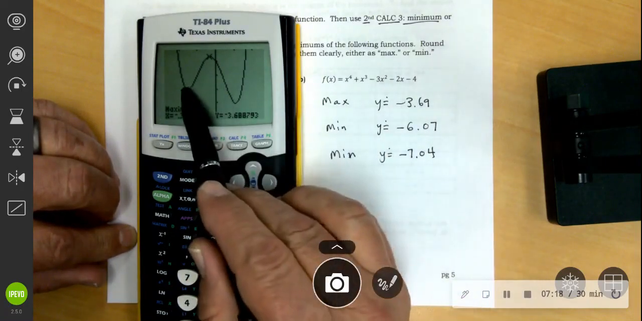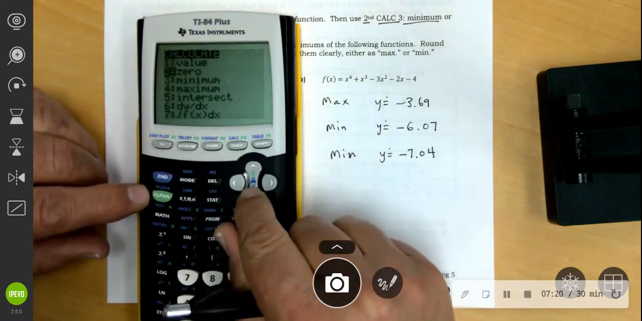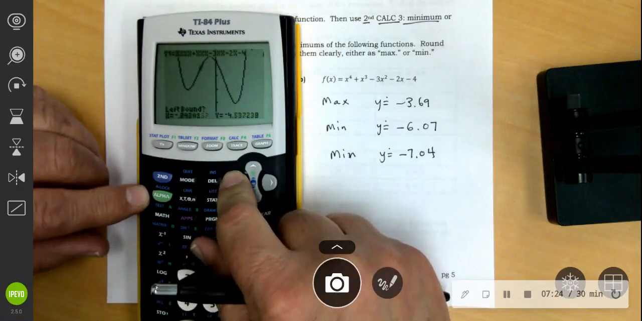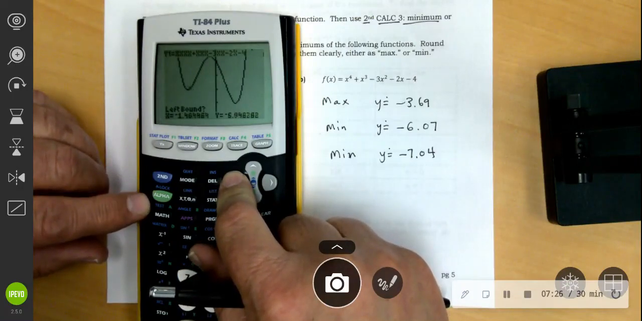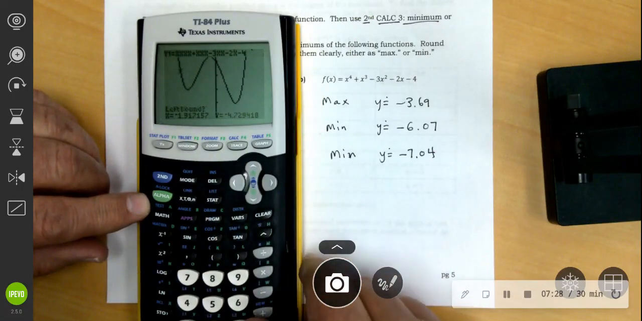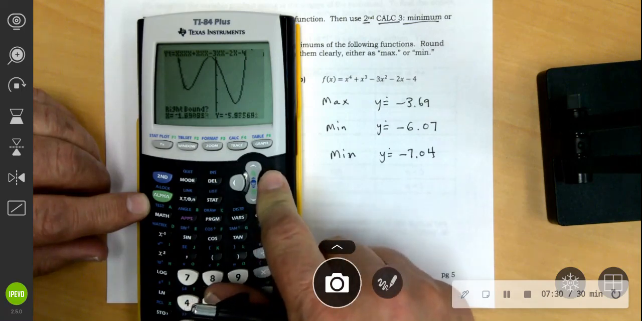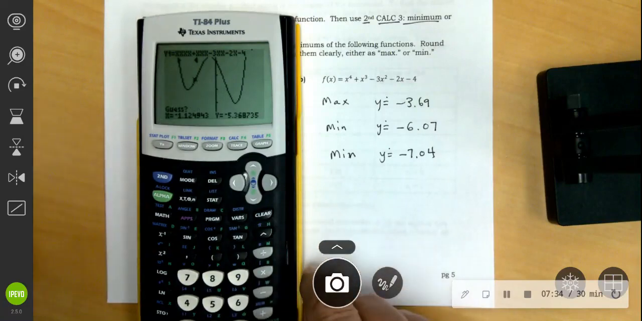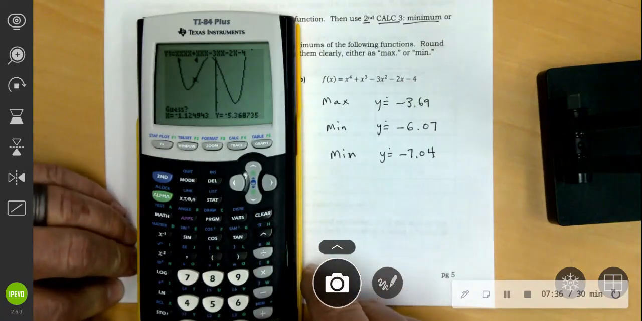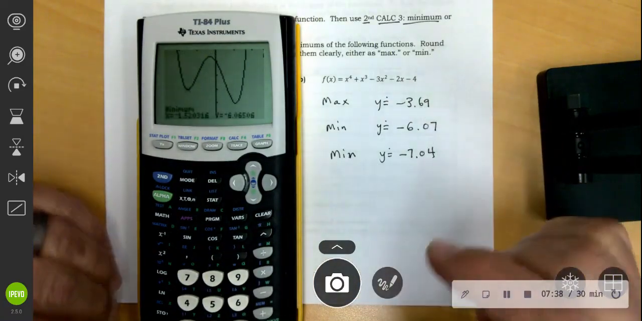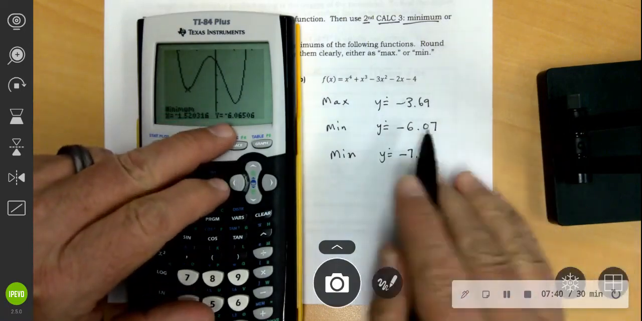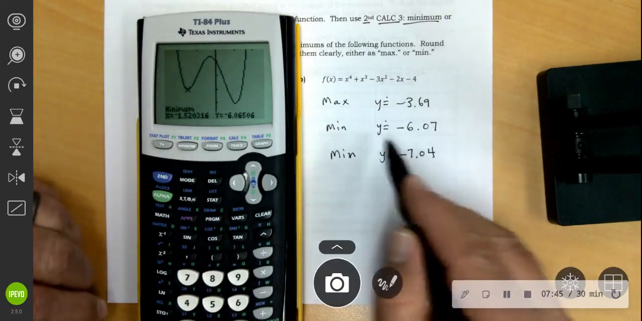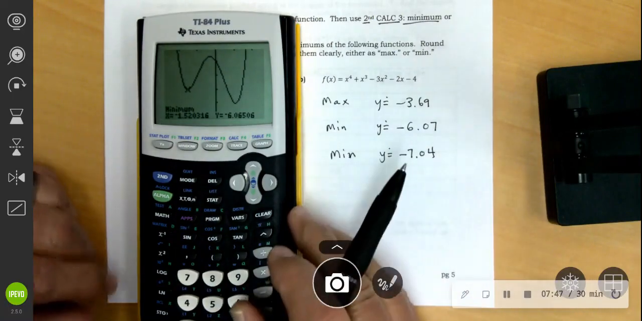All right, now I'm going to find this one. Second calc, choice 3 this time, minimum. And you got to go to the left side of the valley. There we go. Go to the right side of the valley. I'm hitting enter between those. And hit enter one more time when it asks for a guess. So that's going to be negative 6.07. I've got that one written down there, and you can see I've rounded. That's what the dot above the equal sign is about.